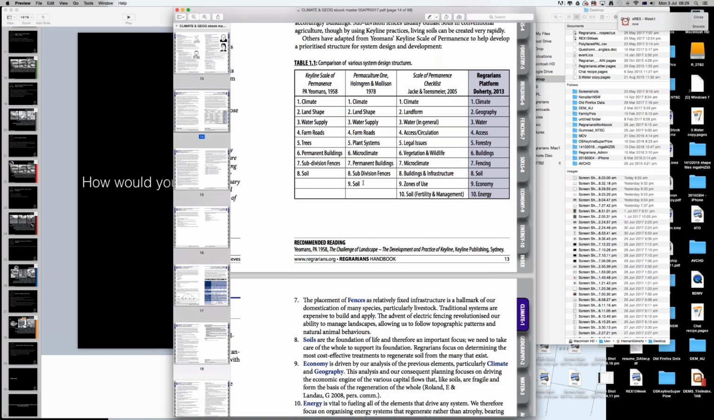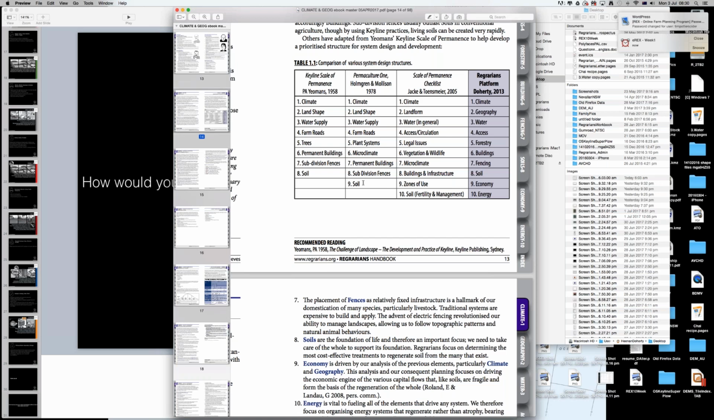above buildings. Then when we come to Dave Jacke and Eric Toensmeier, their system doesn't have any reference to energy, or to economy per se, so there are some variations there. They've got legal issues at number 5. I understand their reference to legal as being regulatory issues. I would put them at number 1, in climate, because to change the law is a hard thing. It's a very hard thing to change. It takes a lot of effort and energy.